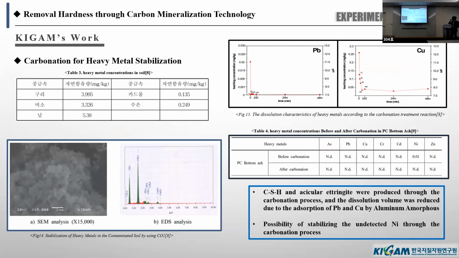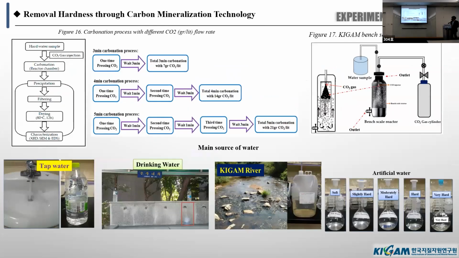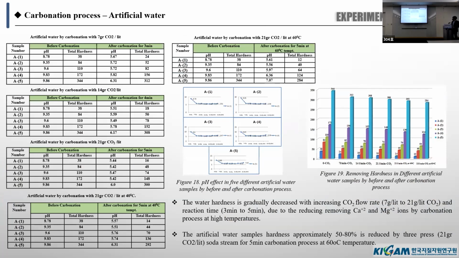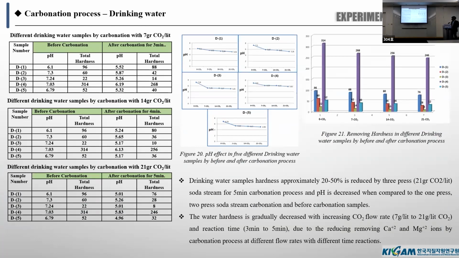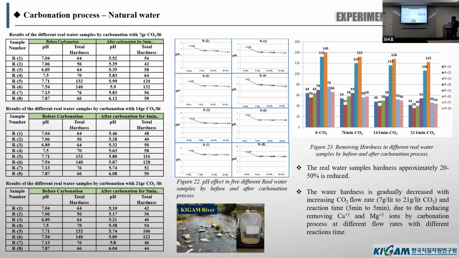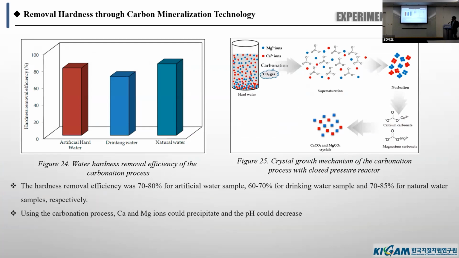So let me move on to more detail. You can see the carbonation for heavy metal stabilization. After we apply the carbonation process, the heavy metals in the hard water can be removed. We applied it to four kinds of samples: tap water, drinking water, natural water, and artificial water. And this is the result for the study with the artificial water. After the carbonation, the removal percent of hardness in the artificial water sample is about 50 to 80%. Similarly for the drinking water, we got a similar result. And for the natural water, we got the same result. Finally, the hardness removal efficiency is around 70 to 80% for artificial water, 60 to 70% for drinking water, and 70 to 85% for natural water.